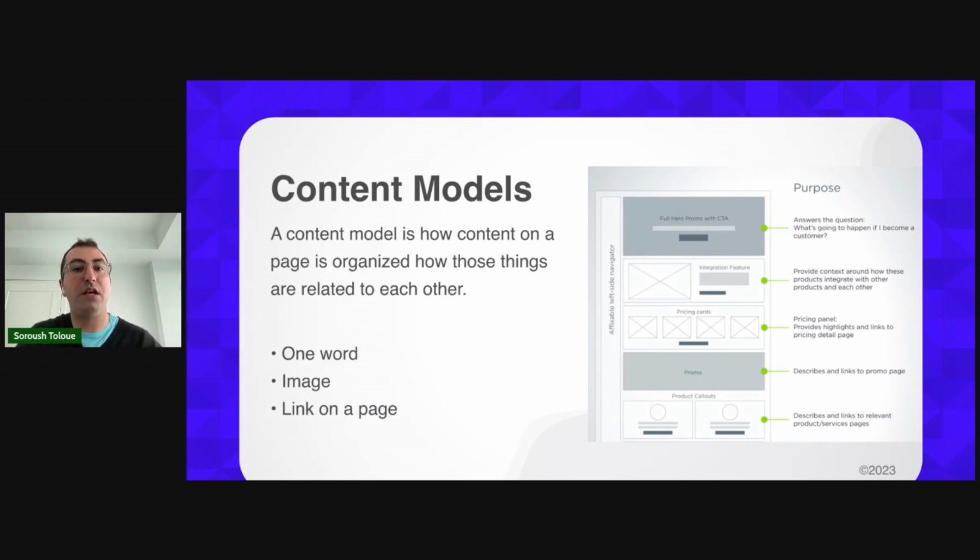Content models, again, are just to show your stakeholders how each piece of content is organized and how they relate to one another. For example, in this example, you will see what happens if you become a customer. What are the key feature products that this particular product has? What are the pricing points? What are the promo links? And how they are all laid out, and whether they are useful for the right content, for the right context for the user.